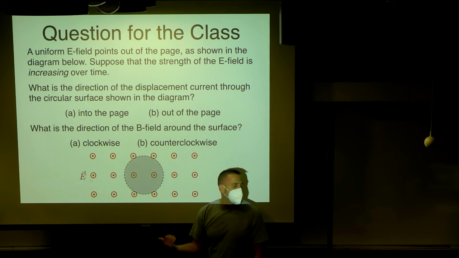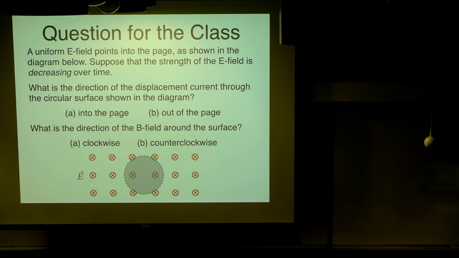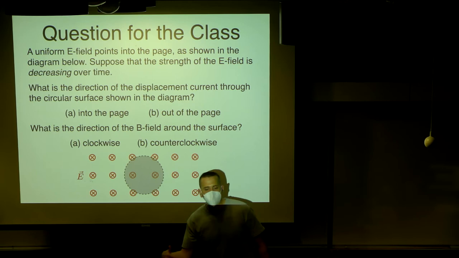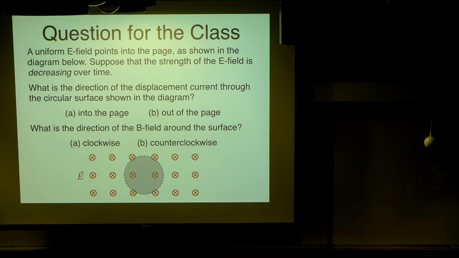Okay. All right, here's another one for you guys. Now we have an E field, it's uniform, but the strength of it is changing over time once again. Let's say the strength of the E field is decreasing over time. And let's also flip its direction. So we have an E field going into the page like this, but it's getting weaker over time. Okay, so same two questions pertaining to this. Think about it for about 30 seconds and then we'll vote on it.